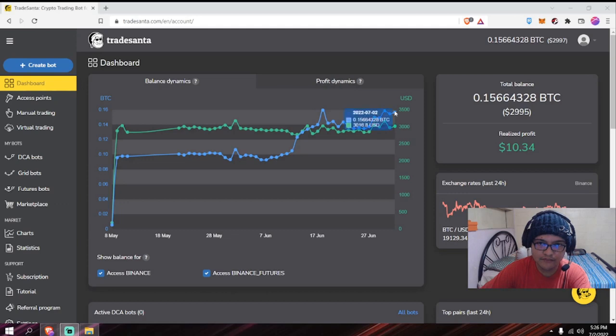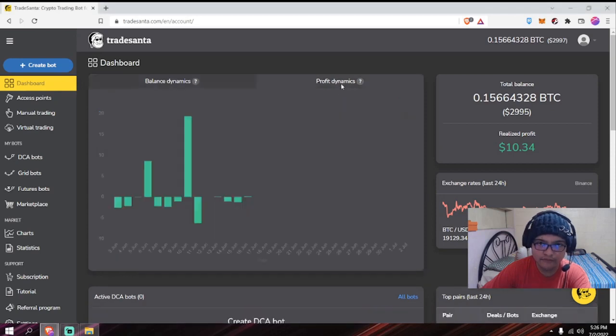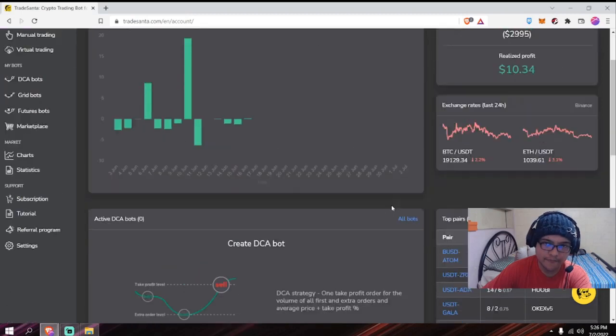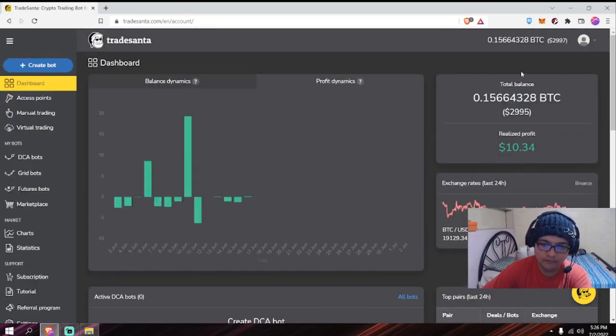This one blue line is in Bitcoin value, and this is in the USD value. And your profit dynamics is basically how much you've made in a day, either you're winning or you're losing, depending on if you have a bot running right now, but I stopped using this one. So here is the total balance of the account.